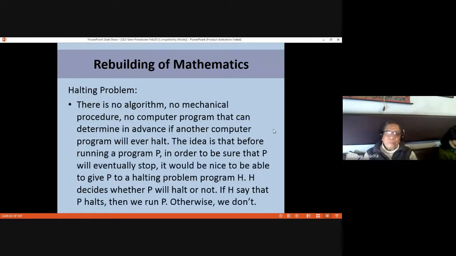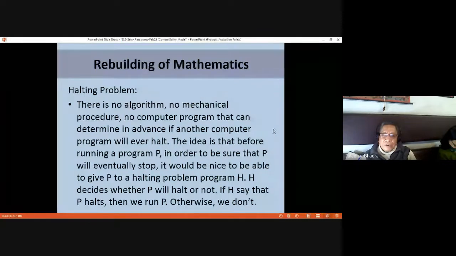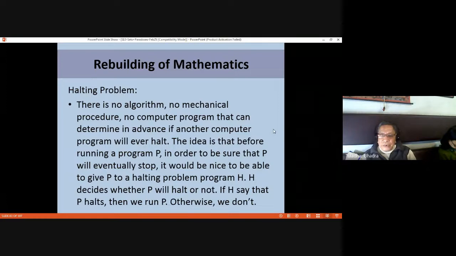So, the halting problem. There is no algorithm, no mechanical procedure, no computer program that can determine in advance if another computer program will ever halt. The idea is that, before running a program P, in order to be sure that P will eventually stop, it would be nice to be able to give P to a halting program H. H decides whether P will halt or not. If H says that P halts, then we run P. Otherwise, we don't.